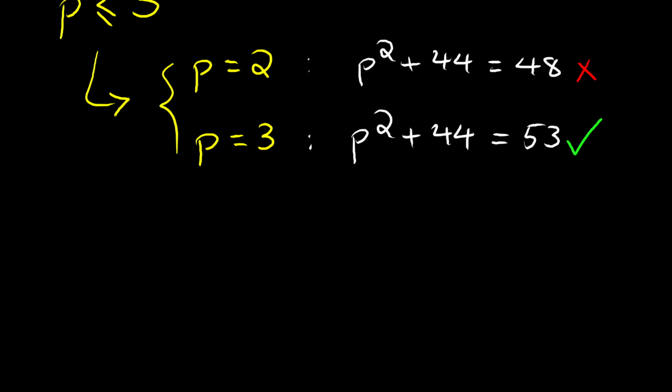Therefore, p equals 3 is the only prime number for which p squared plus 44 is going to be a prime number. Therefore, we have only one solution for this problem, and this brings us to the end of this video.